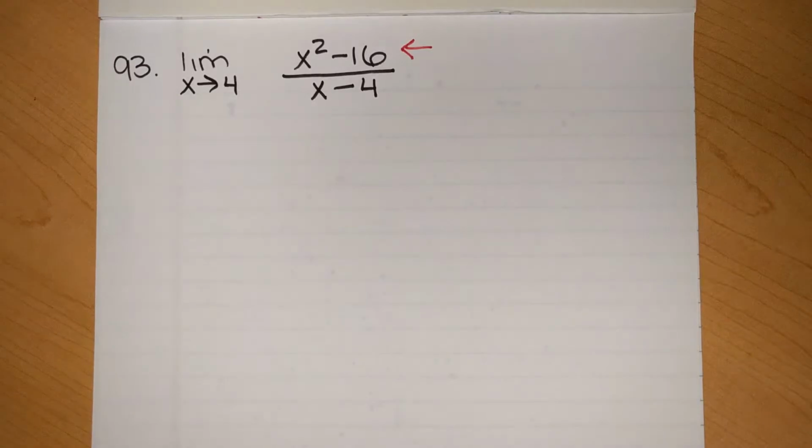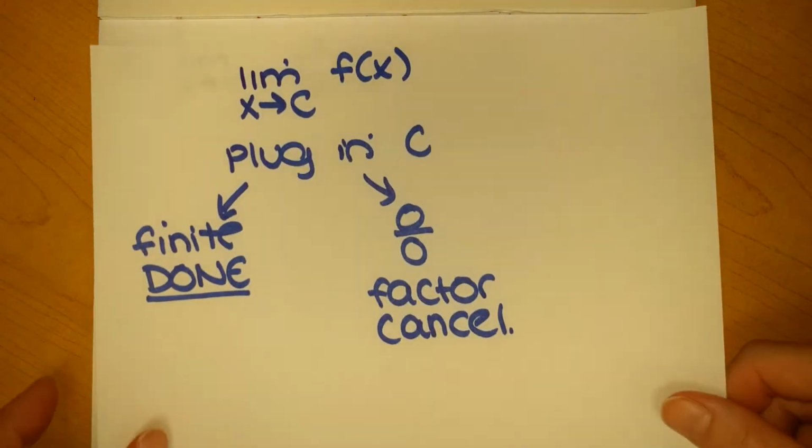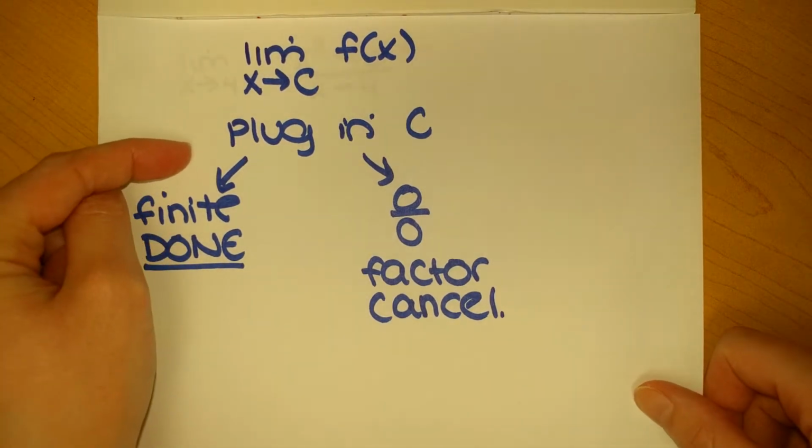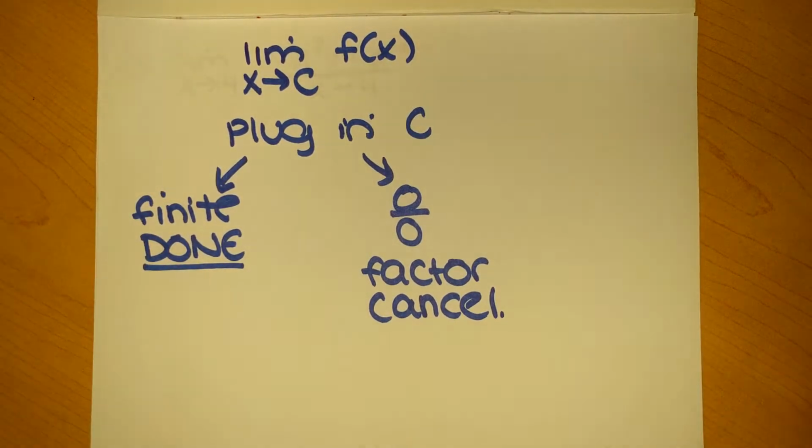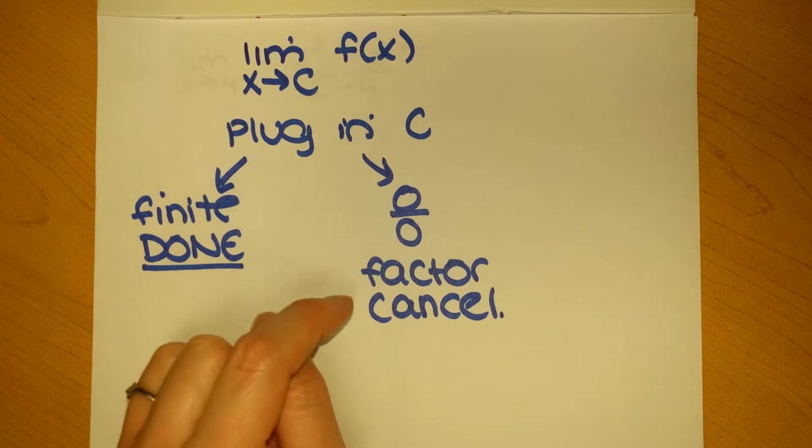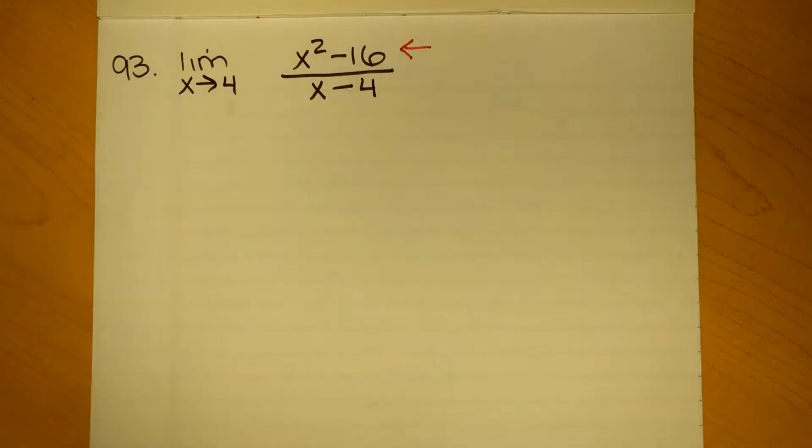So we're trying to find this limit, and the first thing that we always do is we try to plug in c. So remember, we plug in the value that we're approaching. If it's a finite number, we're done. If it's 0 over 0, we're going to factor, cancel, and then plug in.